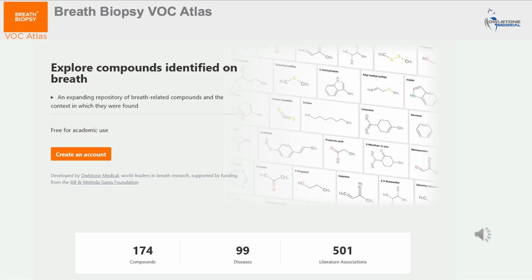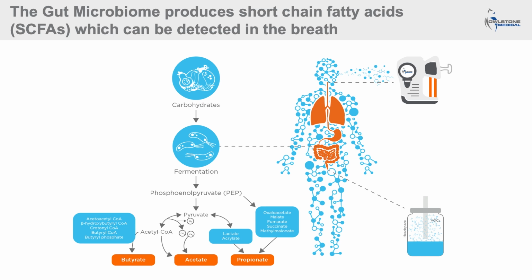Our VOC Atlas aims to assist researchers across a wide range of topics, including microbiome research, by capturing information such as biological levels of microbiome-associated VOCs detected on breath. Inside our body, an unseen community of trillions of bacteria is actively contributing to our health and well-being, our gut microbiome. While these microbes help digest food, their role goes far beyond that.